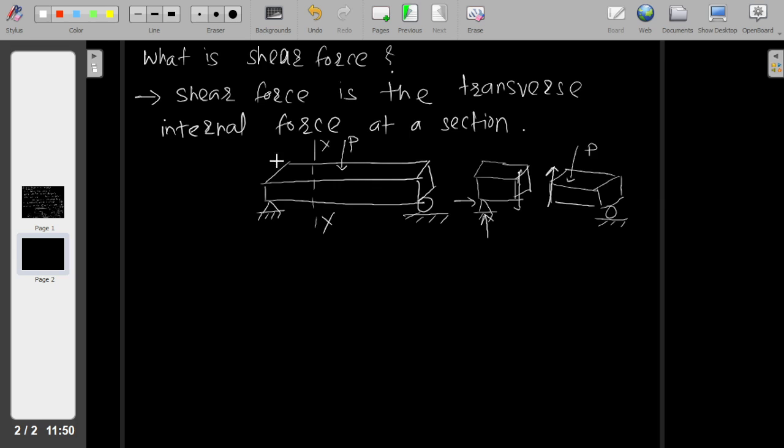This is the shear force. I'll write it down here. The magnitude is the same, but the direction is opposite to this shear force. And these are the reactions. These are the support reactions.